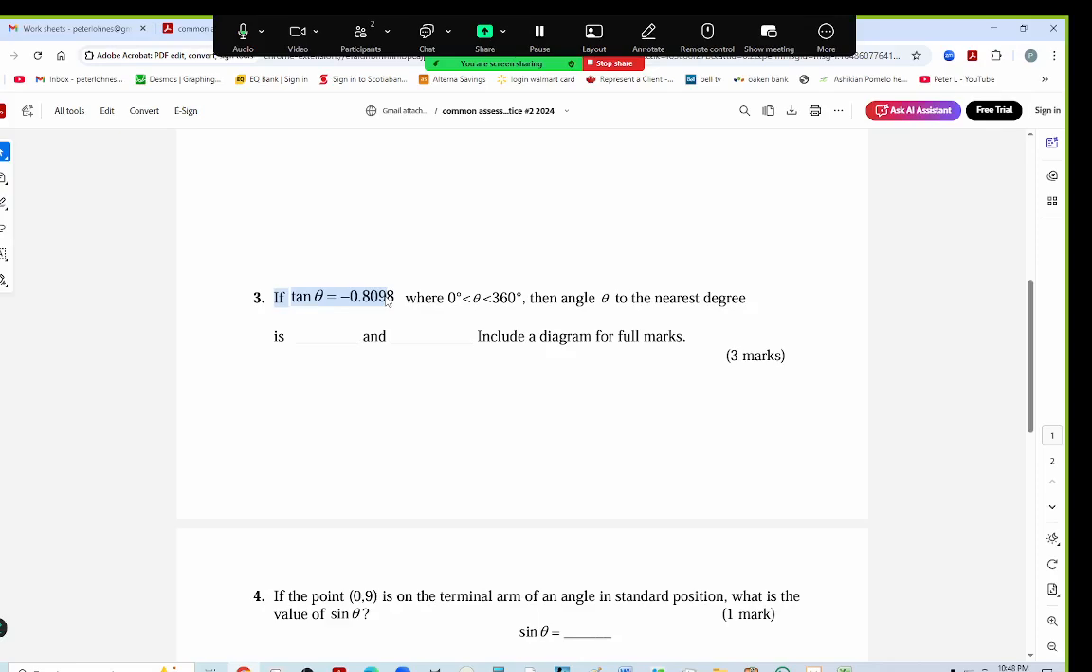They have a tan. They've given us the tan. They're saying it can be anywhere in the full circle. This is important too, because sometimes they restrict it to a quadrant. And they want the angle to the nearest degree. When you see that, it means you're going to be using your calculator, not the special triangles. So what do you think we would do with that?